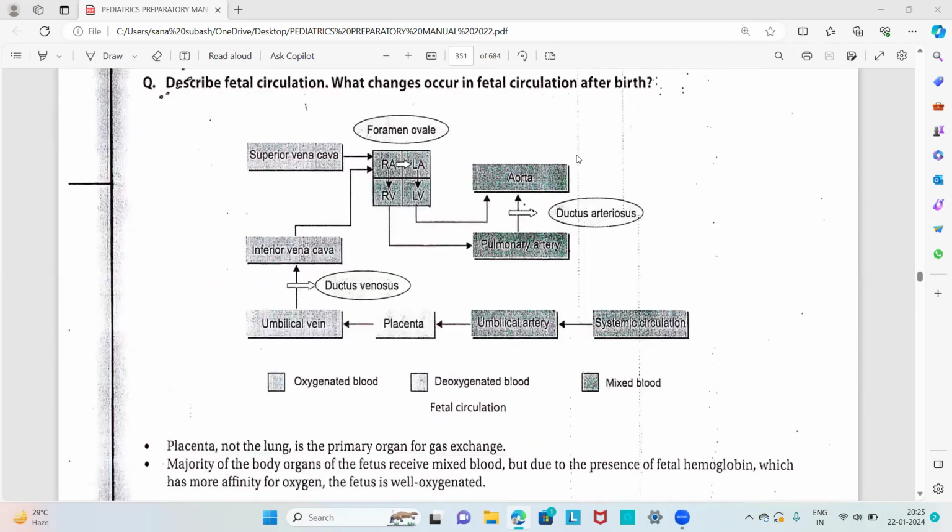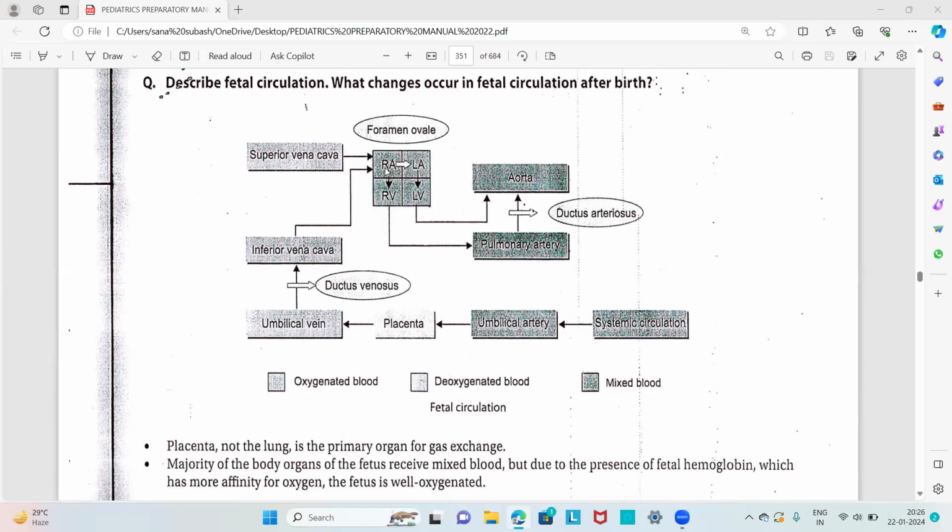This is the diagram showing the fetal circulation. The placenta is the site of oxygenation for the fetal circulation, and the lung is not matured in the fetus. So from the placenta, the oxygenation happens, and the oxygenated blood is transported through the umbilical vein to the inferior vena cava through the ductus venosus, and through the inferior vena cava and the superior vena cava, the blood reaches the right atrium.